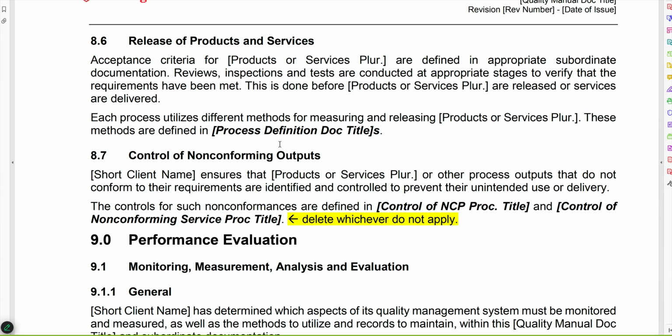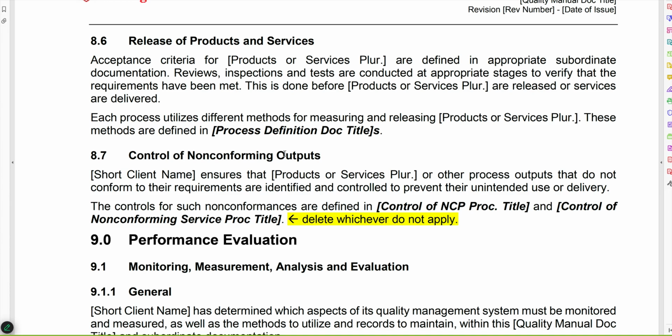The next section is about the release of products and services, where we are going to go over the fact that the company has, again, an acceptance criteria for the products that are defined, and based on those acceptance criteria, products are going to be released for being distributed.